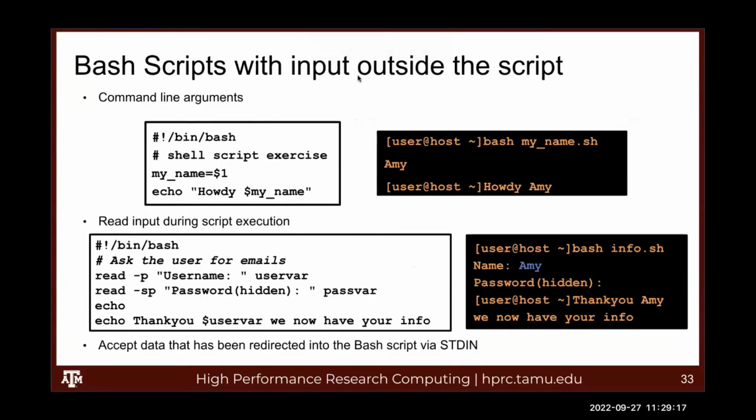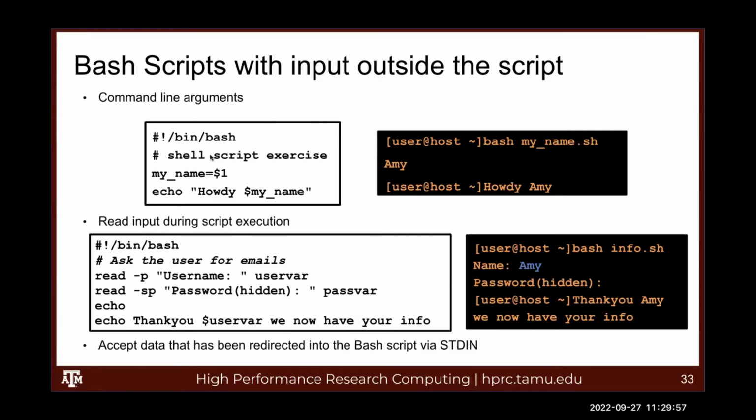All right, how to do inputs from the command line or outside the script. If you wanted a command line input, or if you wanted to input from within the shell, you can do it as we did before. So in this case, my_name variable is equal to $1, and you could actually test that if you wanted to. If you enter that in, it'll say howdy, and then it will print that variable.